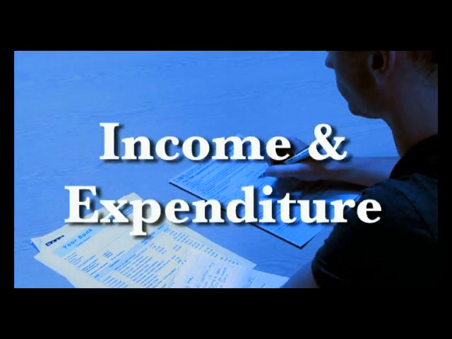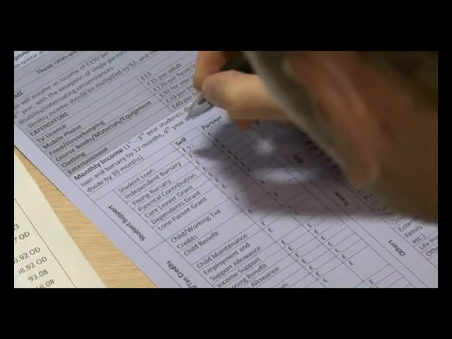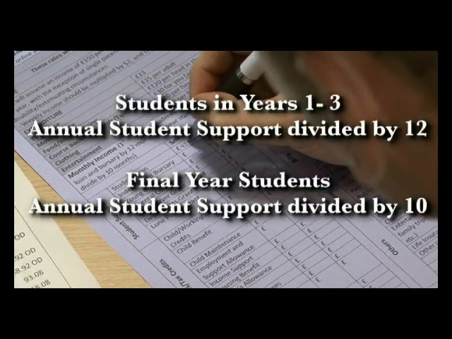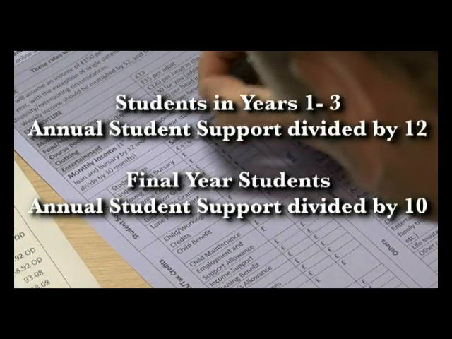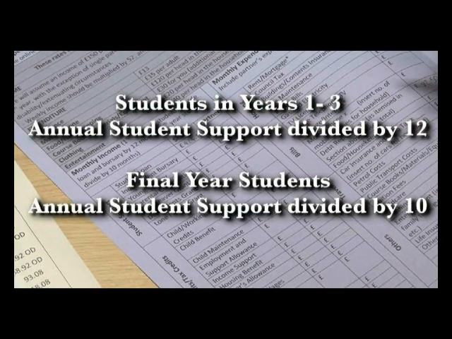Income and expenditure. In this section, you will need to tell us about any income that you have and your monthly expenditure. To ensure fairness, we apply some standard rates to all applications. These are noted in the application and should be used when completing the form. Let's start by looking at the student support section. Students in years 1 to 3 should divide their annual student support by 12 to get a monthly figure. Final year students should divide by 10.